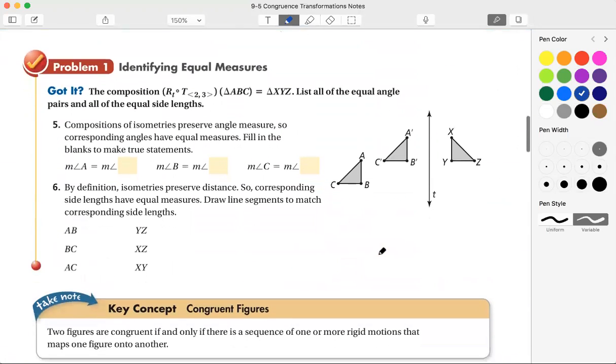So the composition: we do a reflection and a translation of this triangle. List all equal angle pairs and all equal side lengths. Angle A is congruent to angle X. Angle B is equal to angle Y, and C is equal to Z. AB corresponds to XY, BC corresponds to YZ, and AC corresponds to XZ.